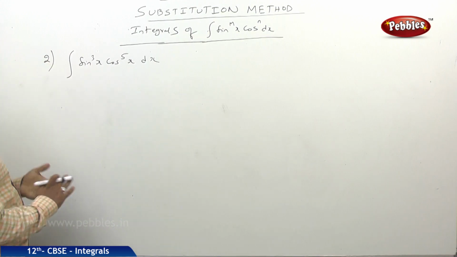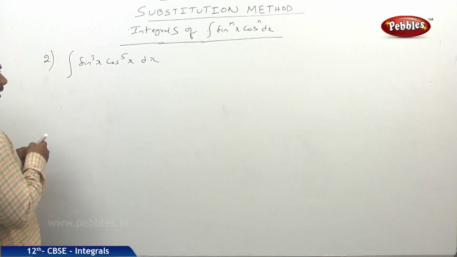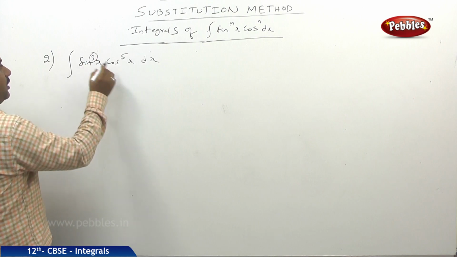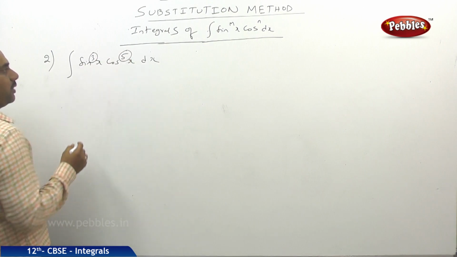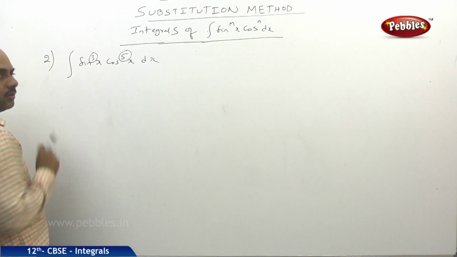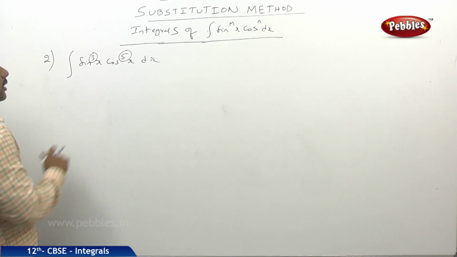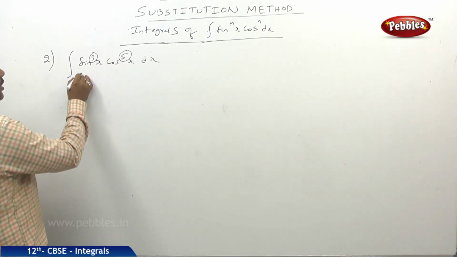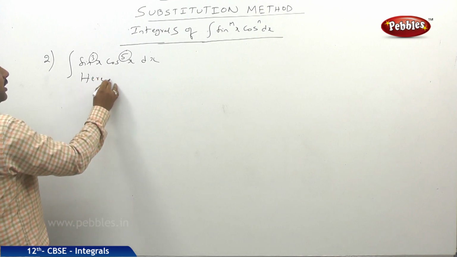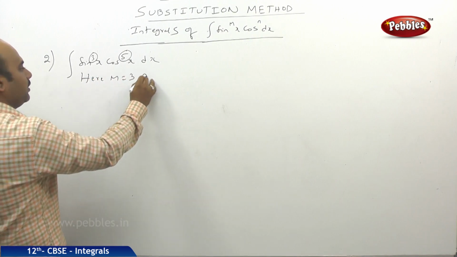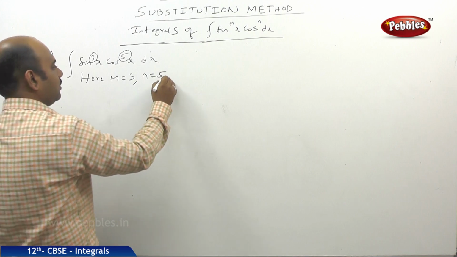So we shall be seeing a problem of this type. Here the power is 3 and here the power is 5, for sin x and cos x. So for my convenience, both are odd. So here I am writing m is equal to 3, n is equal to 5.